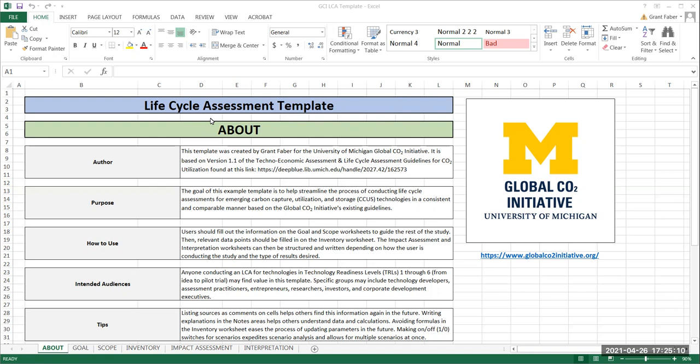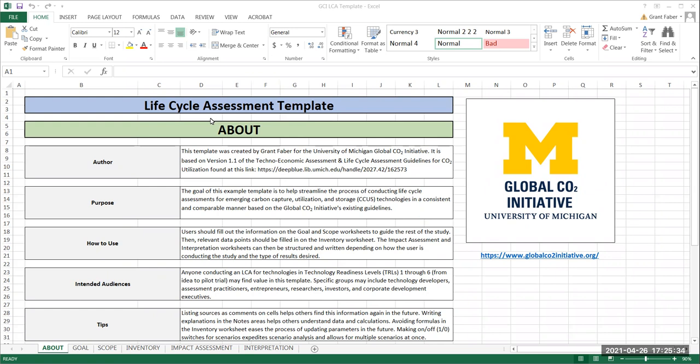The purpose of the project was to create a website, which you can find at assessccus.globalco2initiative.org, to provide accessible resources related to life cycle assessment and techno-economic assessment, specifically for carbon capture, utilization, and storage technologies. If you look throughout the website, you'll see that it contains overviews, databases, videos, and of course these templates, one for LCA, one for TEA.